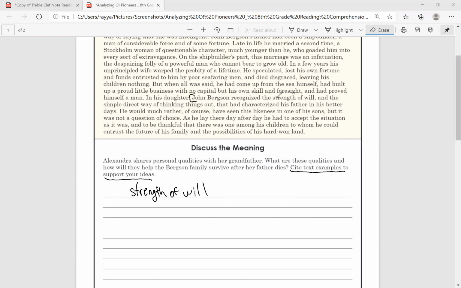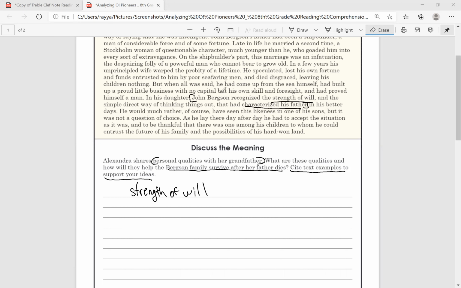"In his daughter, John Bergson recognized his strength of will and the simple, direct way of thinking things out that had characterized his father." So this part and this part answer this part of that question, shares personal qualities with her grandfather. And the next part, how will they help the Bergson family survive after her father dies?